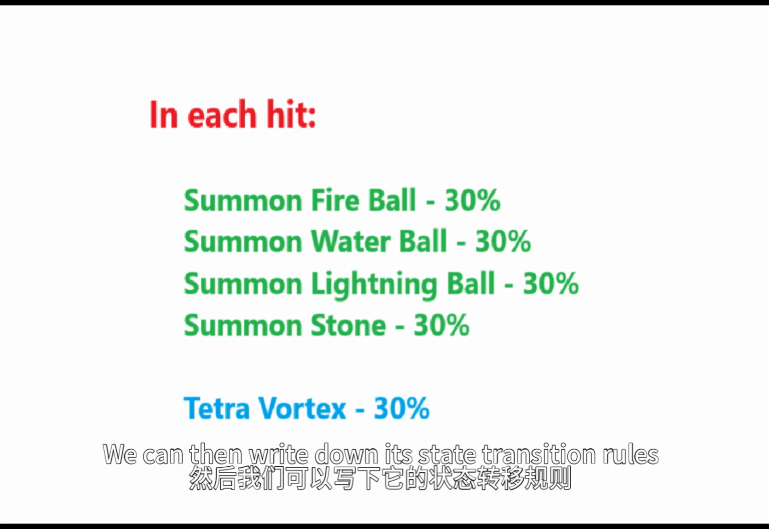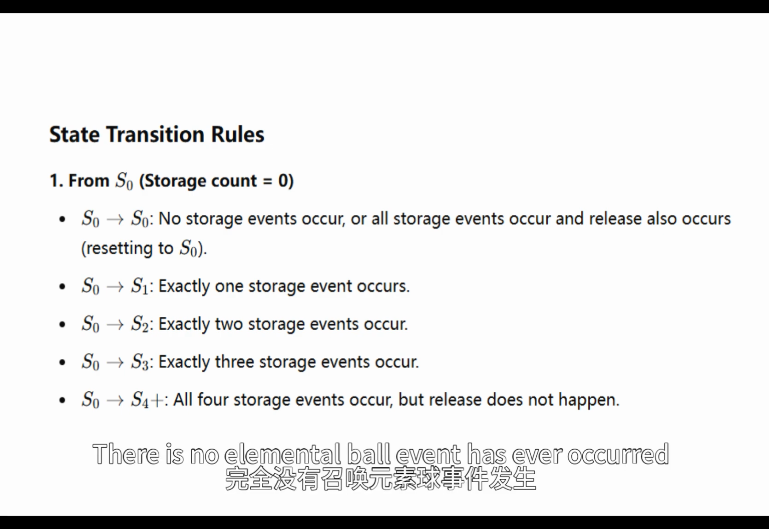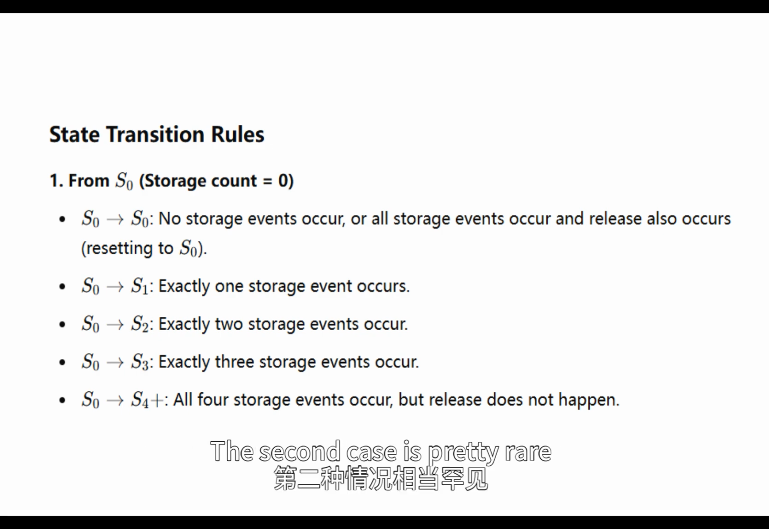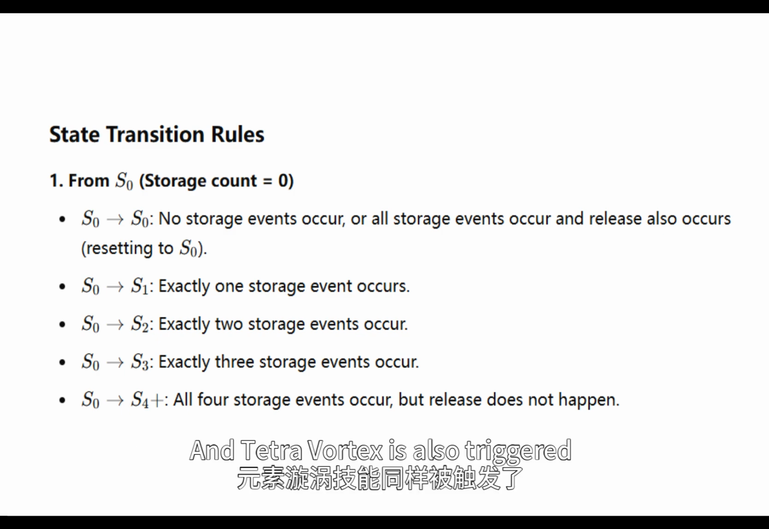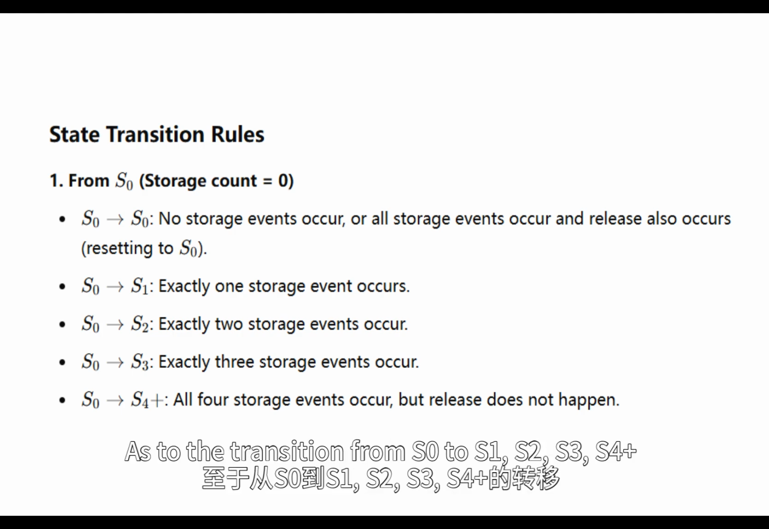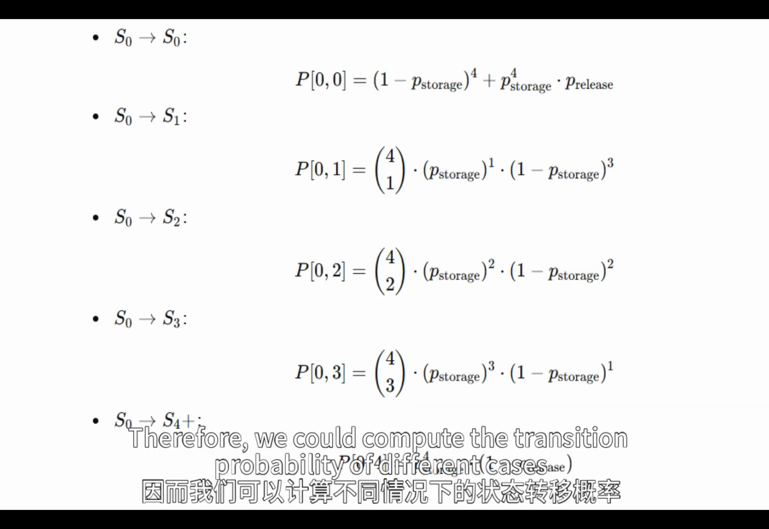We can then write down its state transition rules. From S0 to S0 has 2 different cases. The first is that no summoning elemental ball event has occurred. The second case is pretty rare. It means all the 4 summoning elemental ball events have occurred, and the Tetra Vortex is also triggered. As to the transition from S0 to S1, S2, S3, S4 plus, it depends on how many summoning elemental ball events have occurred. Therefore, we could compute the transition probability of each different case.